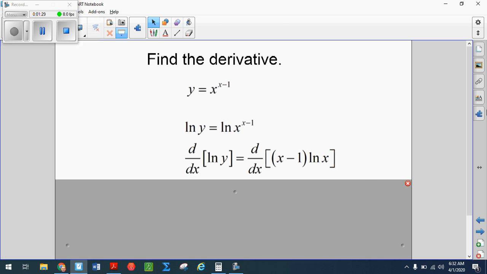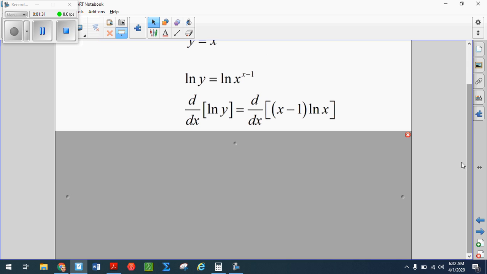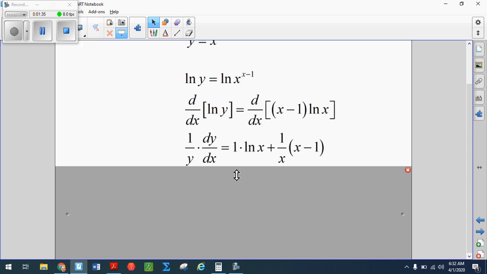So when I take the derivative of both sides, on the left-hand side I get 1 over y times y prime, or dy dx. On the right-hand side, I'm going to use the product rule. So the derivative of x minus 1 is 1 times natural log x, plus the derivative of natural log x is 1 over x times x minus 1. So this right-hand side is the product rule.